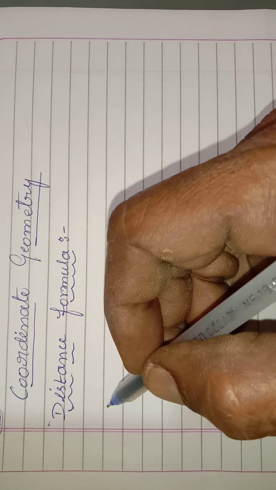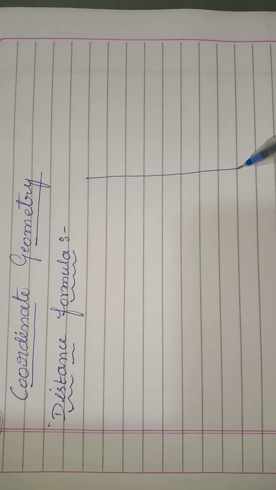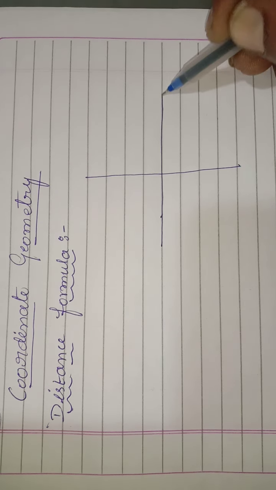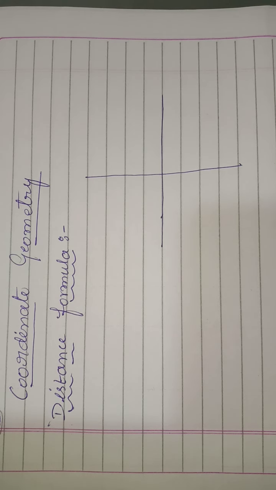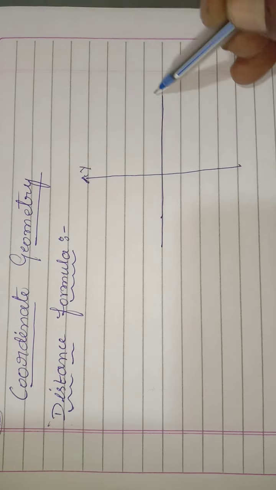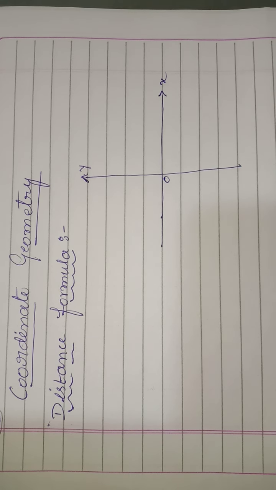In the previous class, in 9th standard, you studied how to locate the position of a point on a plane. This is called a plane, with the x-axis and y-axis. So we require a pair of coordinate axes: one is the y-axis, another is the x-axis. This is the origin, 0.